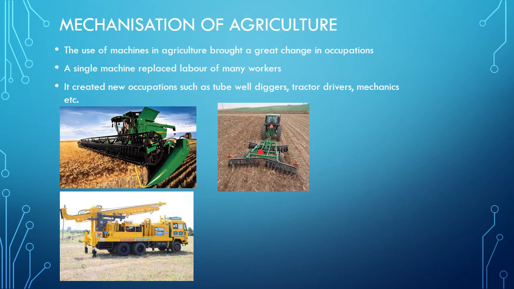Mechanization of agriculture. A great change has come in agriculture because of the usage of machines. A single machine could replace the labor of many workers. Example, a tractor can do plowing, sowing, distribution of fertilizers within a short time. A harvester machine can cut the crops very easily. These can replace many workers at a time who are doing work manually and will take much time. Machines and electricity in villages also created some new occupations like tube well diggers, tractor drivers, mechanics, etc.